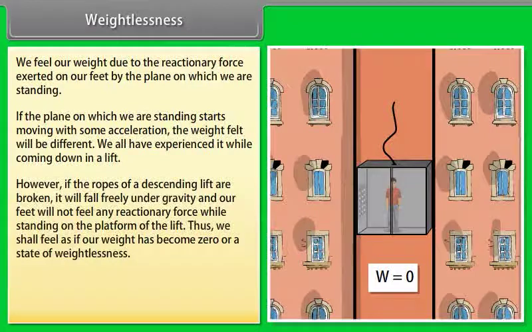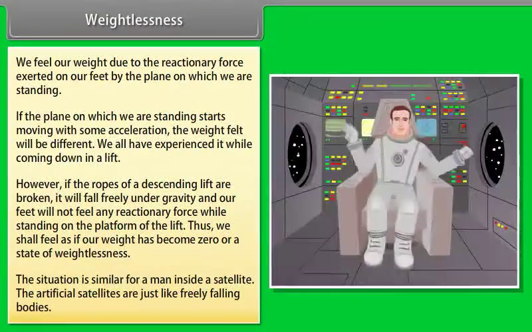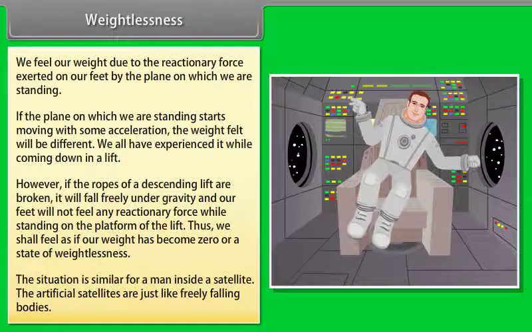However, if the ropes of a descending lift are broken, it will fall freely under gravity and our feet will not feel any reactionary force while standing on the platform of the lift. Thus, we shall feel as if our weight has become zero, a state of weightlessness. This situation is similar for a man inside a satellite. The artificial satellites are just like freely falling bodies.